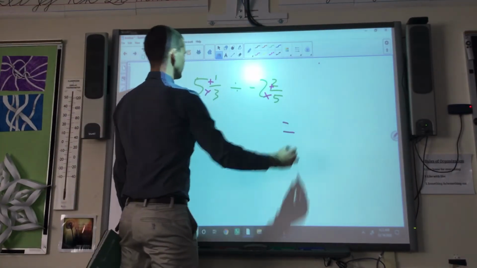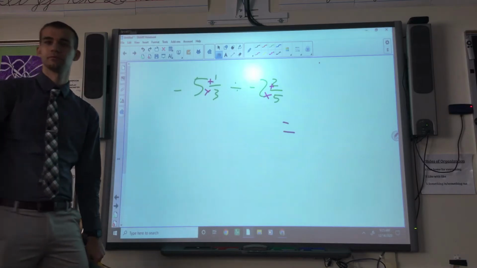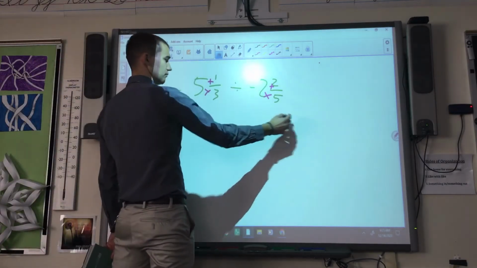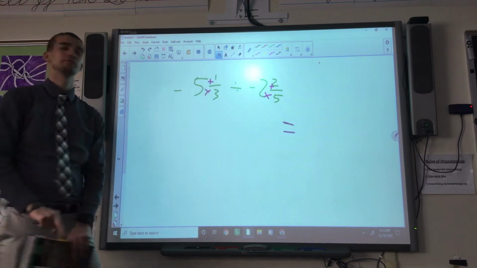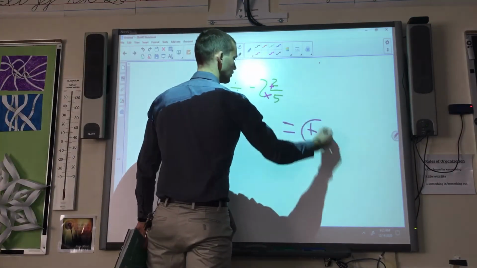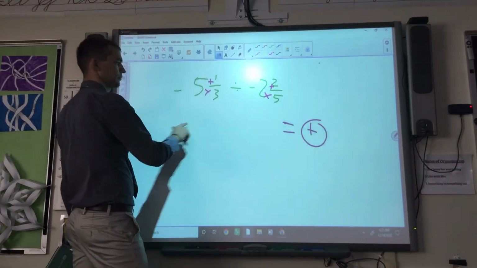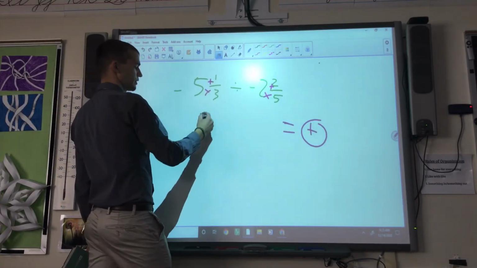And is our final answer going to be positive or negative? A negative divided by a negative. Your final answer is going to be positive. So I'm just going to take the positive and circle that so I know my final answer is positive. 5 times 3 is 15, plus 1 is 16.